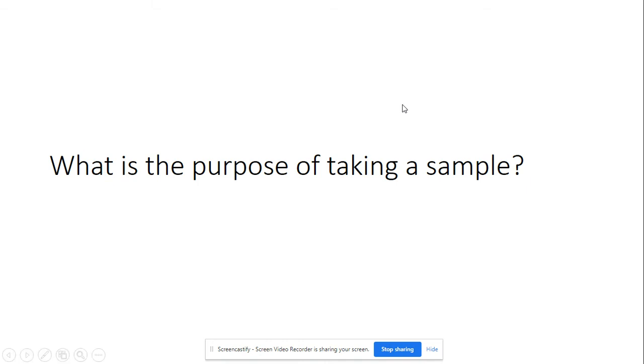All right, so I'm going to click through some stuff for a while before y'all write anything down. What's the purpose of taking a sample? So, like, I want to know about the spending habits of JLMAN students. Why do I take a sample? So I don't have to go through the work to observe the entire population.